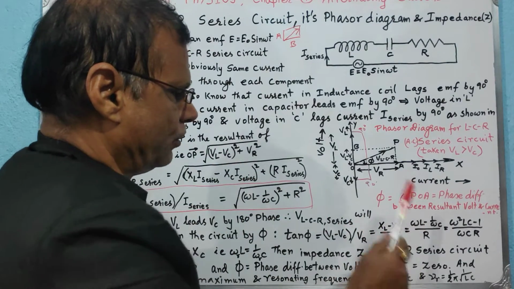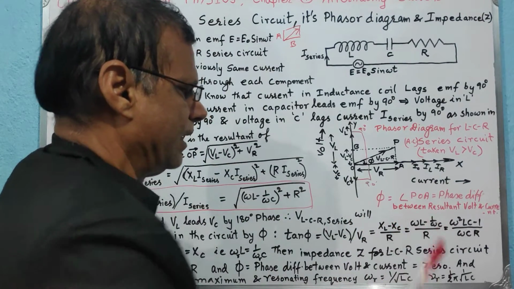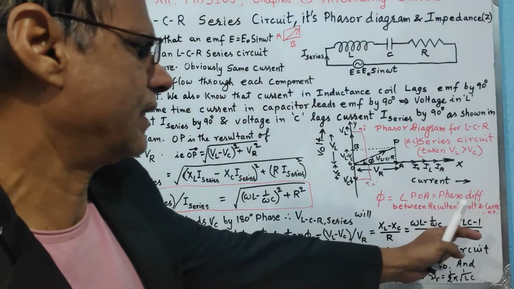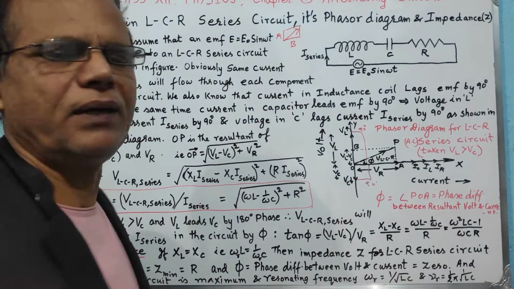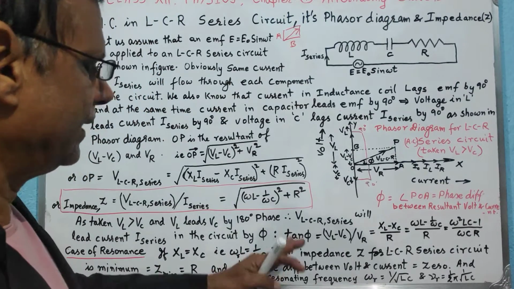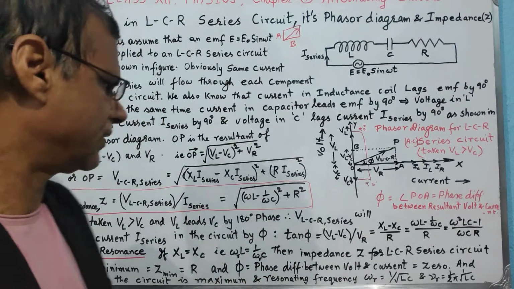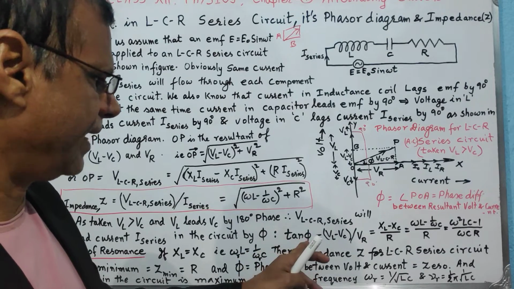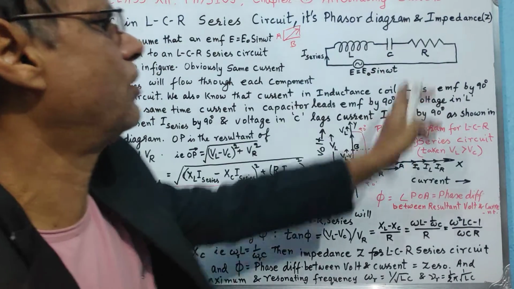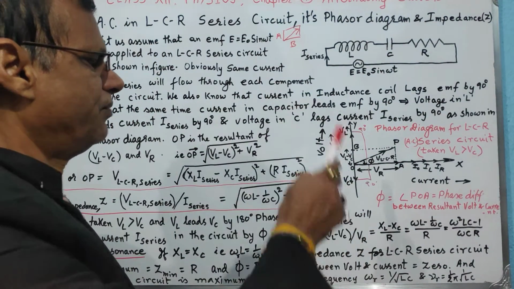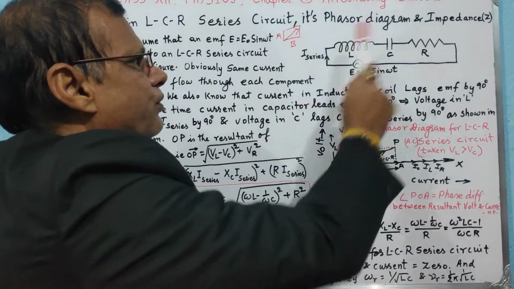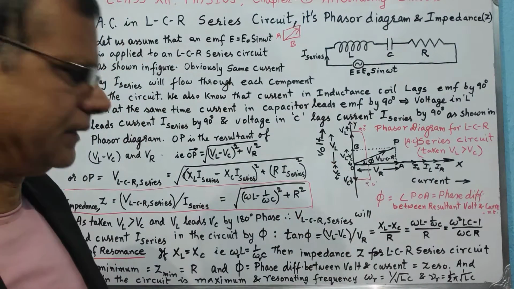Now for XL we have omega L, for XC we have 1 by omega C, and that divided by R. On further simplifying the expression, you get omega square LC minus 1 divided by omega C R. Well, these are the different formats of the same value tan phi, where phi is the phase difference between the net potential drop in the circuit and the current flowing in the circuit for the series combination.